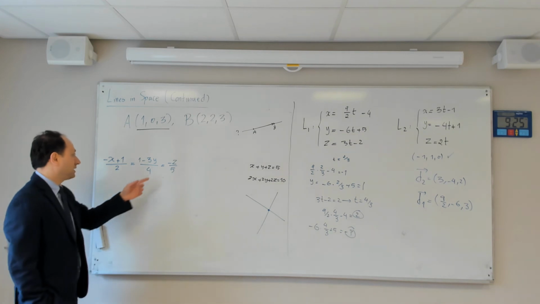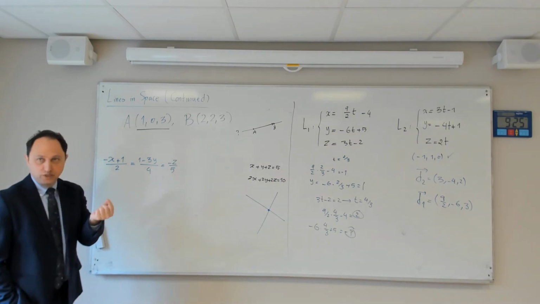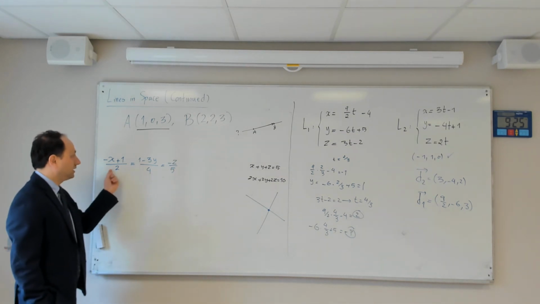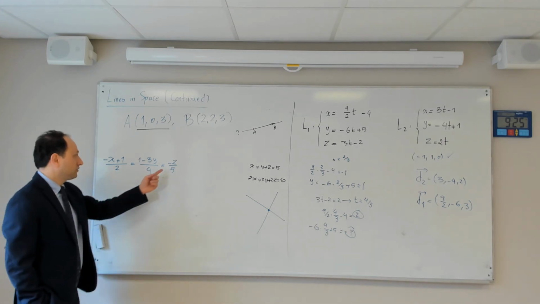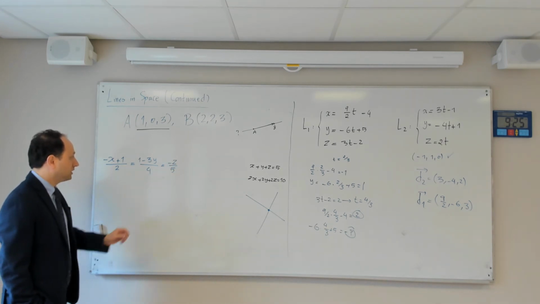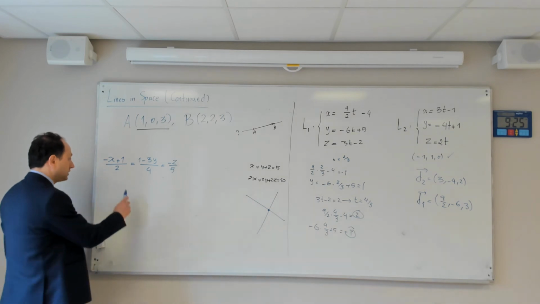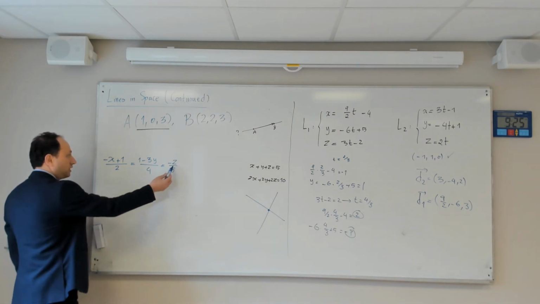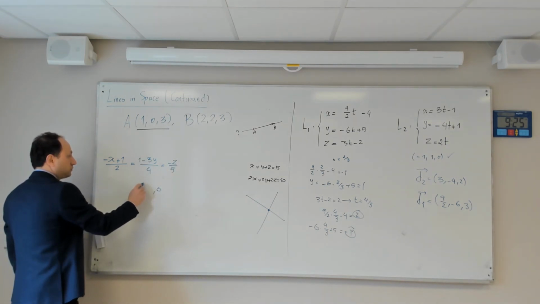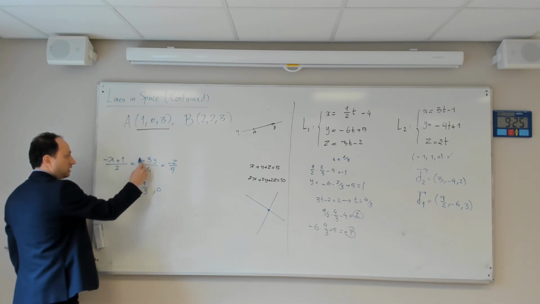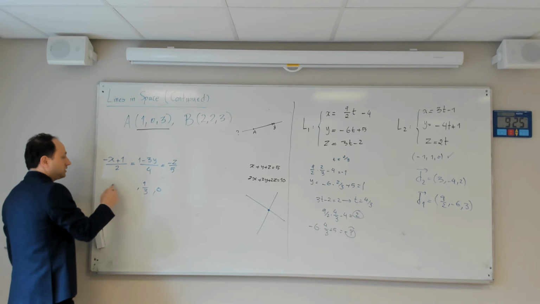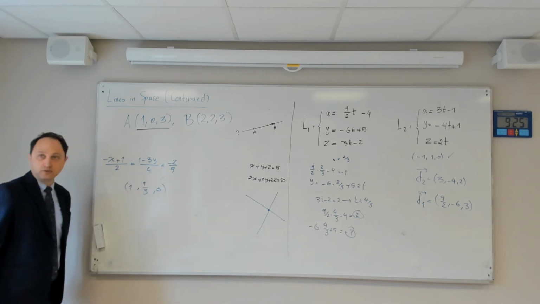But I will also say, okay, I choose one variable to be a number, then I calculate the other two numbers. For example, I put z equal to 0 here, so z is already fixed. Then y becomes 1 over 3, because if the fraction is supposed to be 0, its numerator should be 0, and then this is 1. So that's a random point, yes?